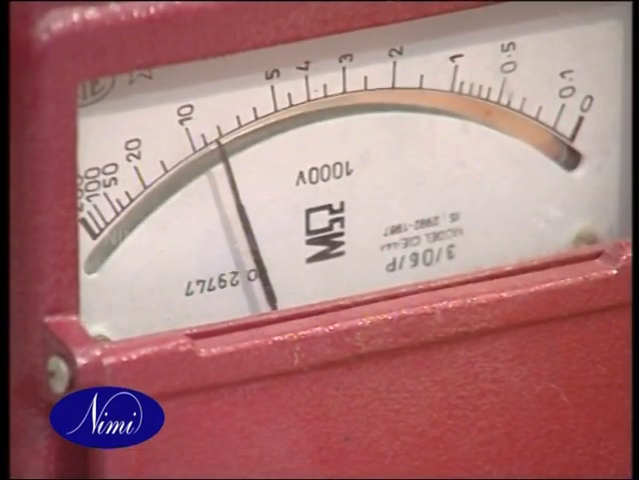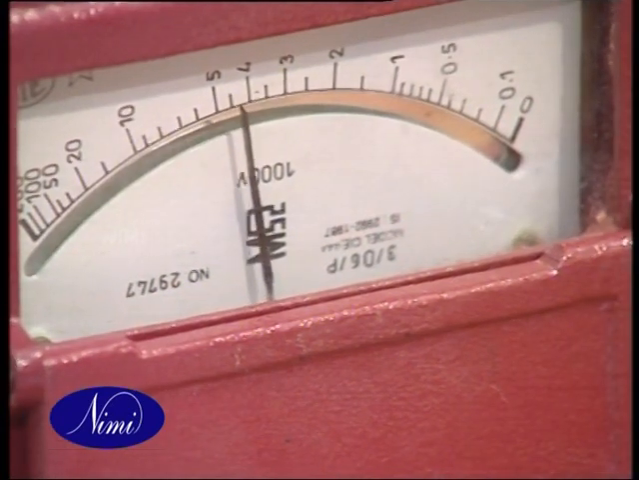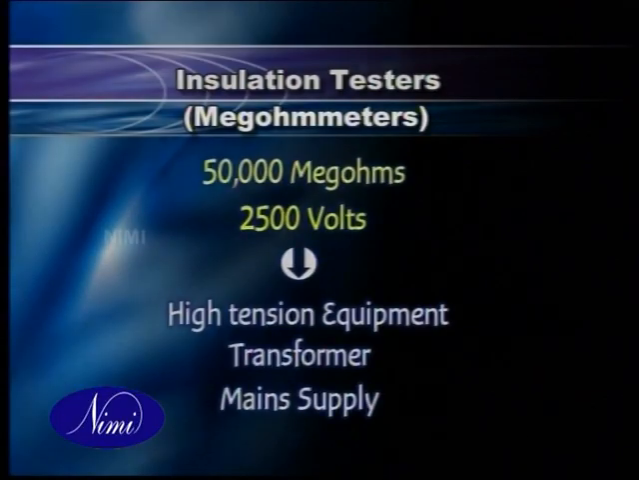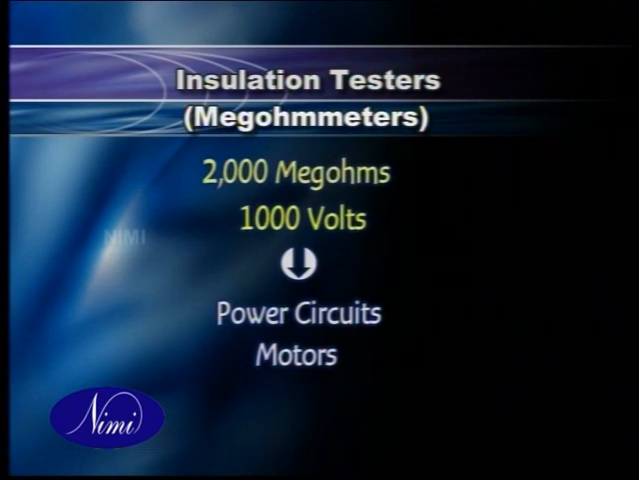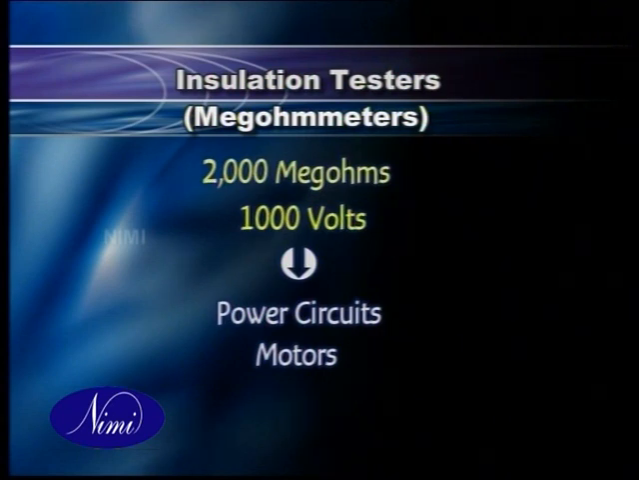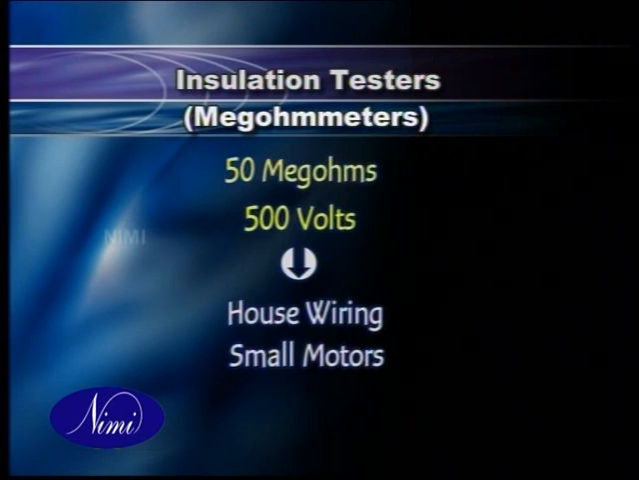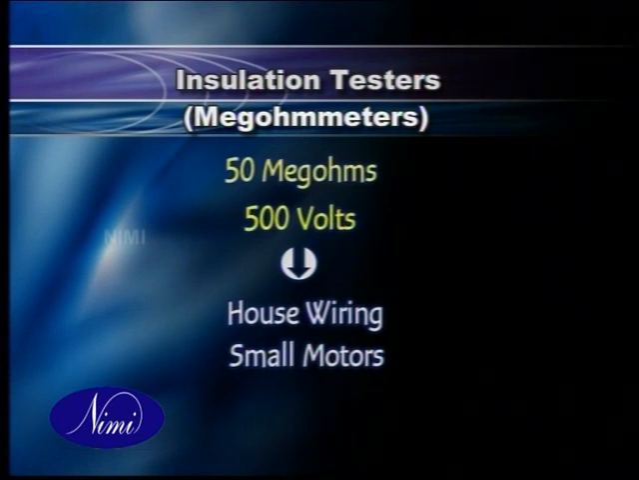As megas are designed to measure very high values of resistance, they are used for insulation tests. A 50,000 megohms 2500 volts mega is to be used to test high tension equipment, transformers, main supply, etc. For testing power circuits, motors operating on voltages not exceeding 500 volts, a 2000 megohms 1000 volts mega is to be used. For testing house wiring and small motors operating on voltages not exceeding 250 volts, megas of 50 megohms 500 volts can be used.